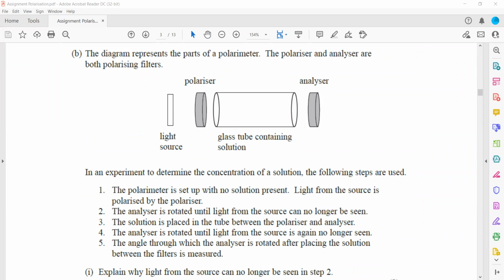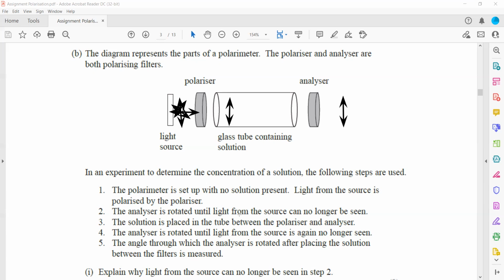The polarimeter is set up with no solution. So in the beginning, there is no solution present. The light from the source is polarized by the polarizer. For example, the source is emitting unpolarized light, light which has multiple components. But when it passes through the polarizer, it is, for example, horizontally or vertically polarized. And if nothing is placed here, when the analyzer and polarizer have the same axis, same plane, the light will be able to pass through.